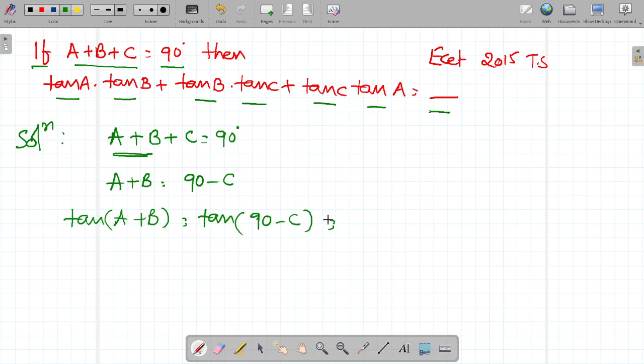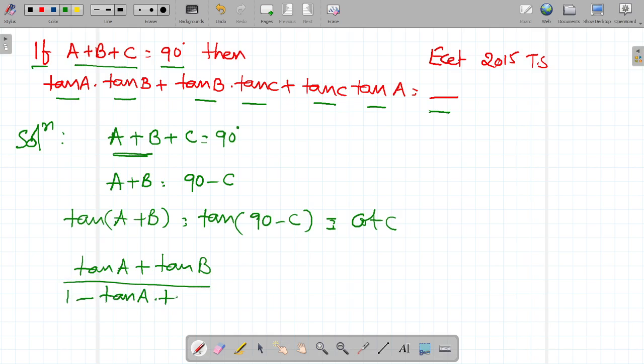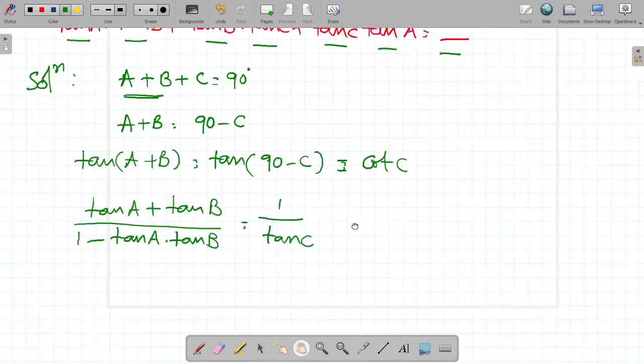So tan of 90 minus c is equal to cot c. Okay, tan 90 minus theta is equal to cot theta. So tan 90 minus c is equal to cot c. Okay, tan a plus b is equal to tan a plus tan b by 1 minus tan a into tan b, is equal to 1 by tan c. Okay, so 1 by tan c.